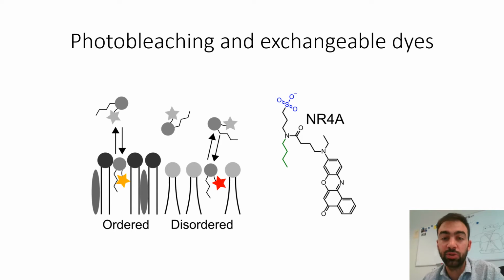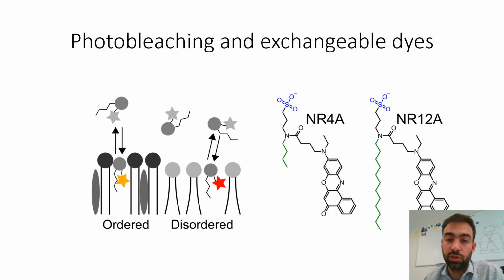Our exchangeable dye, which was designed by the Klymchenko group, is called NR4A, and it's exchangeable because it has an intermediate affinity for membranes due to the 4-carbon alkyl chain marked in green. As a control, we use the long carbon alkyl chain NR12A, which is non-exchangeable.